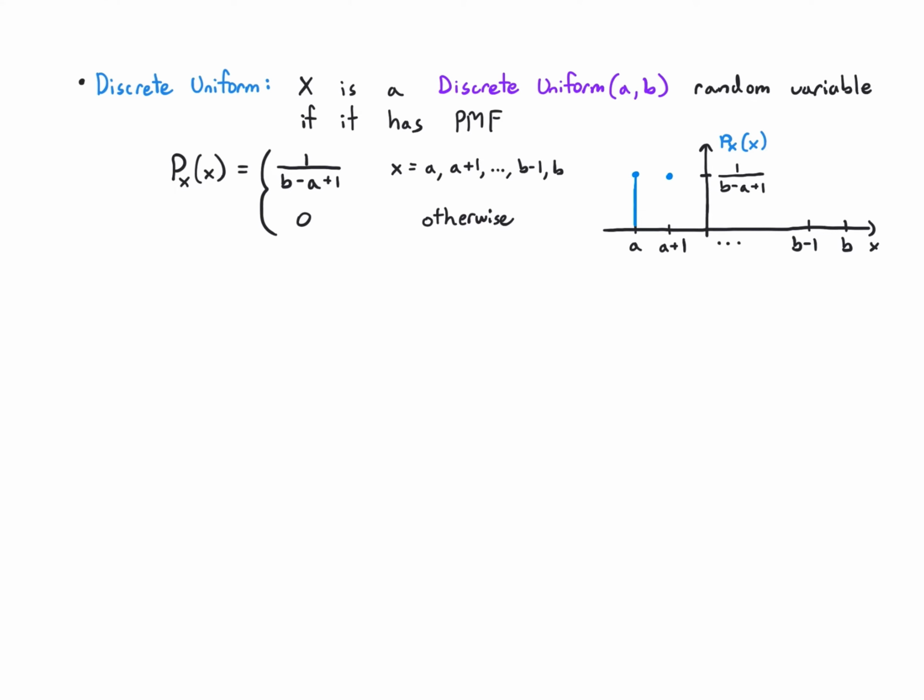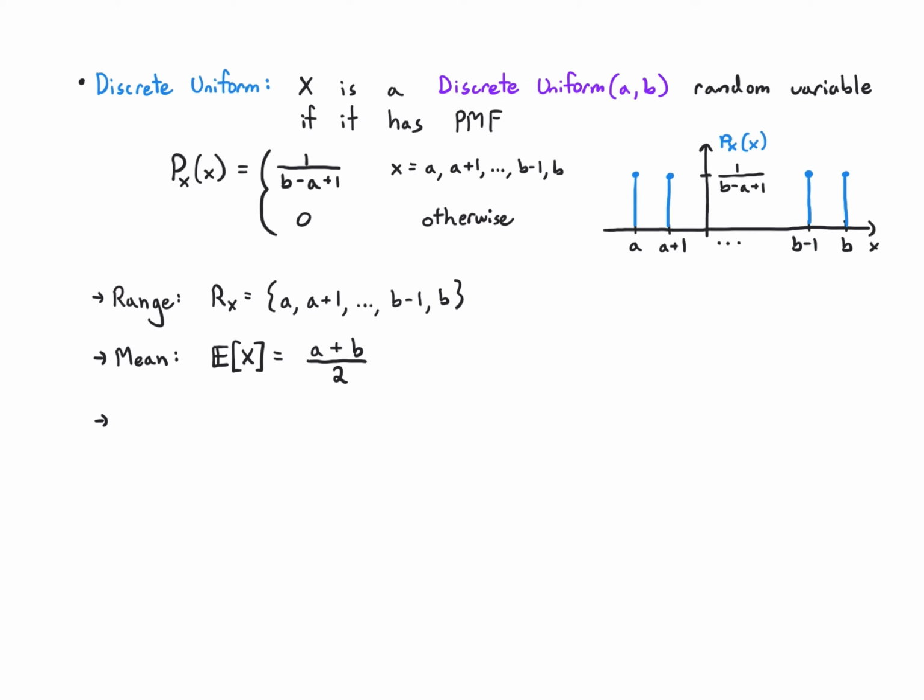It could have negative values, it could have positive values. It's up to you. So the range, as I said, it starts at a, it goes up to b. What's the mean going to be? Well, intuitively, it should be a plus b over 2, and that's exactly what it is.